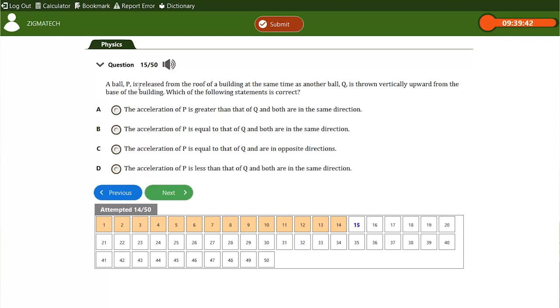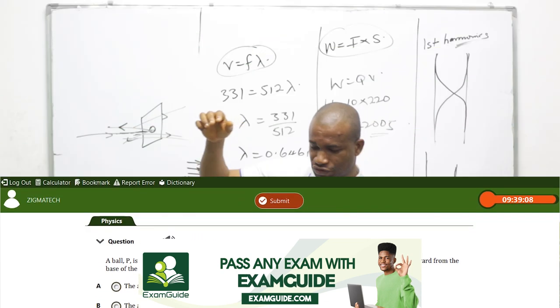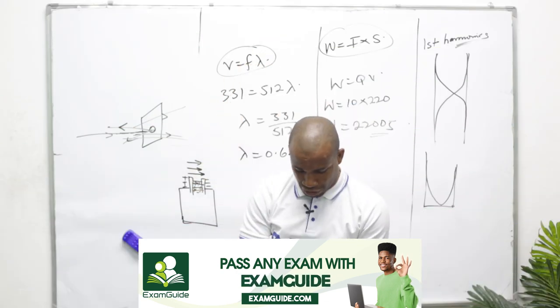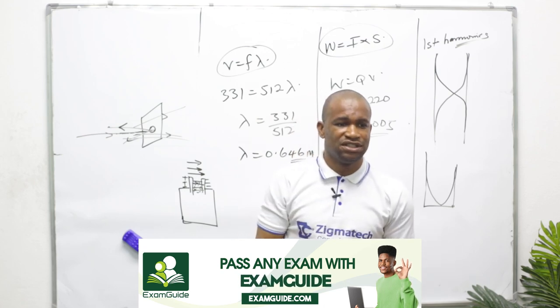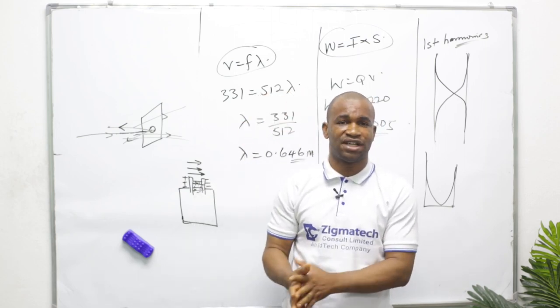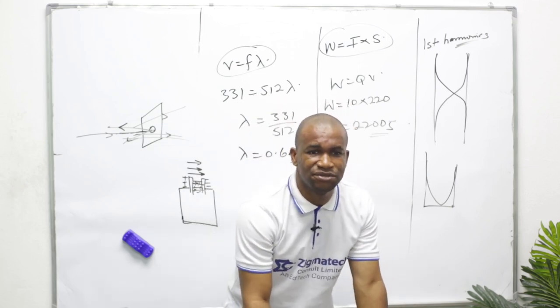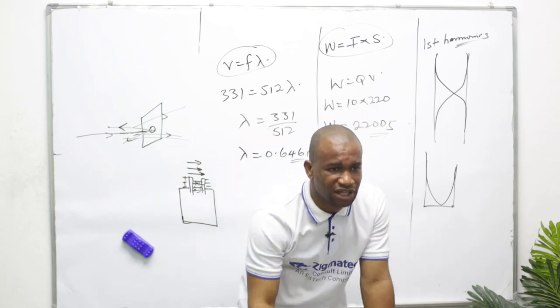Now, a ball P is released from the roof of a building at the same time as another ball, Q, is thrown vertically upward from the base of the building. Which of the following statements is correct? Whether the body is thrown up or falling down, there is only one thing that will be the acceleration. Acceleration must be g, the acceleration under gravity. So it must not be greater. They must be the same. Yes, because the same g, 10, whether it's going up or coming down.